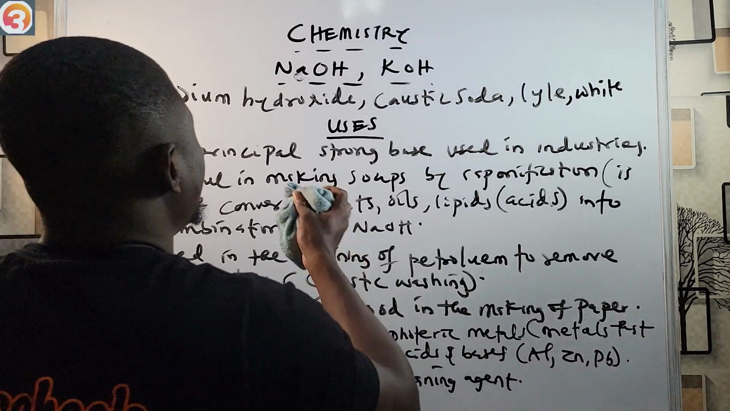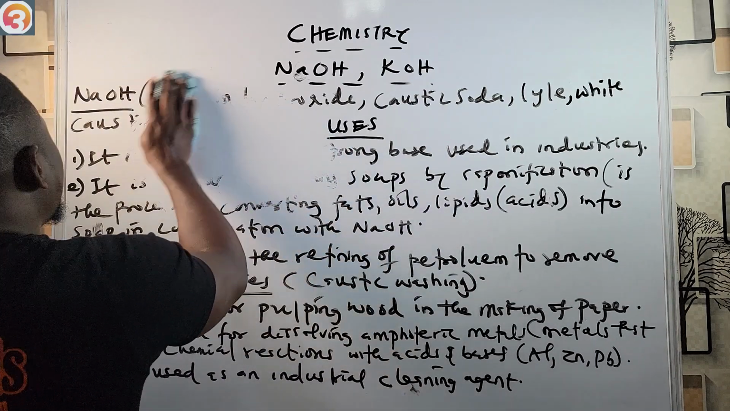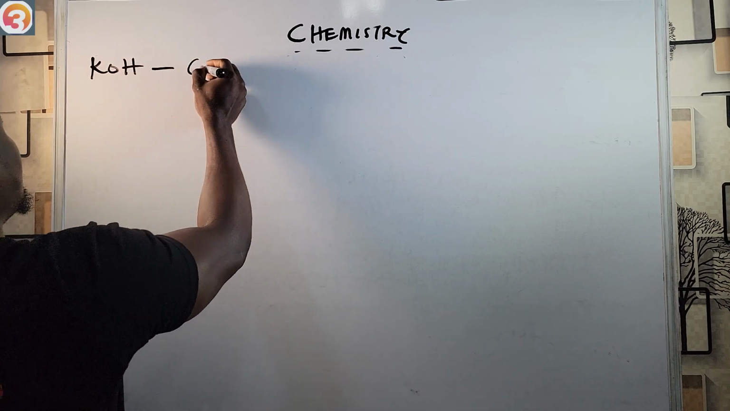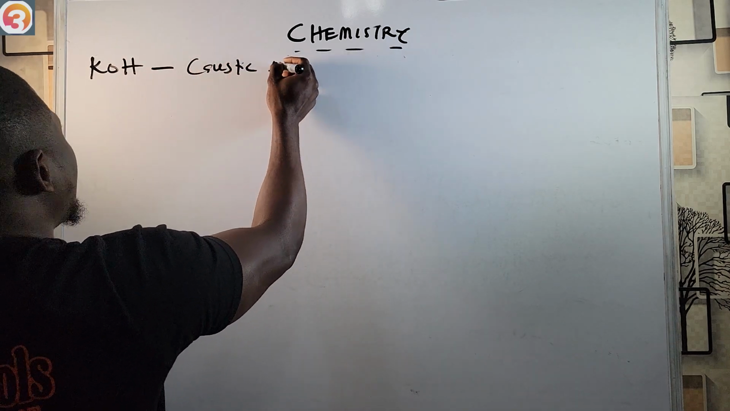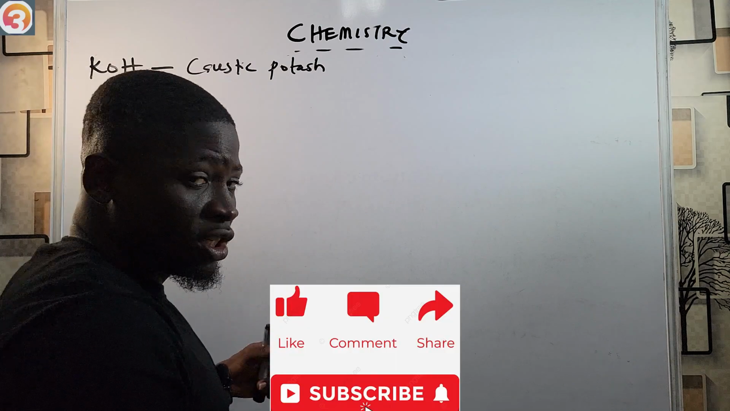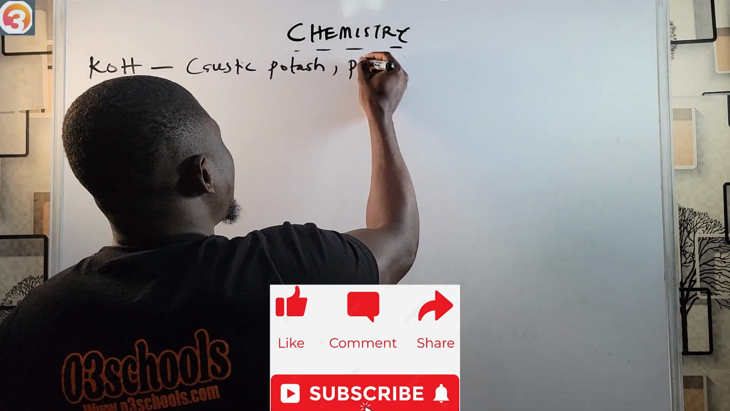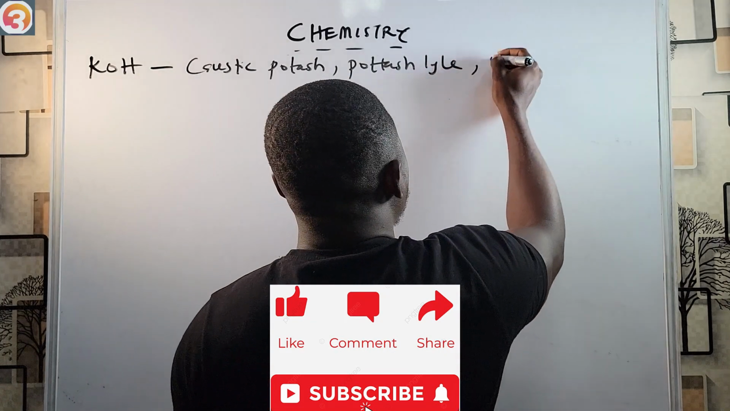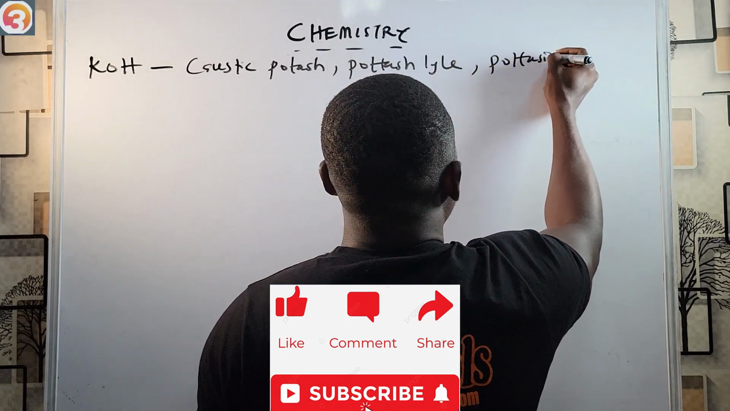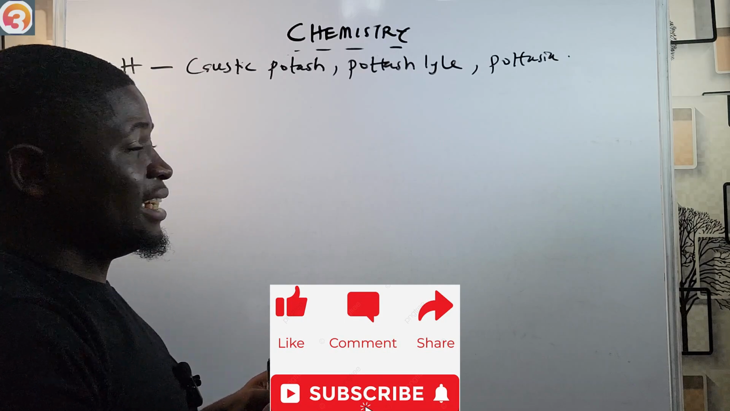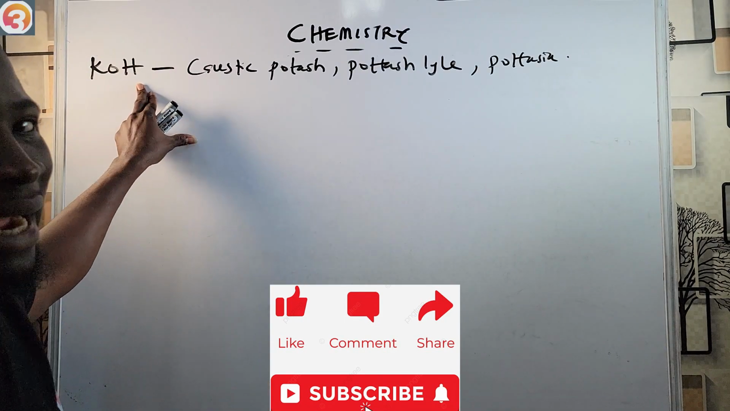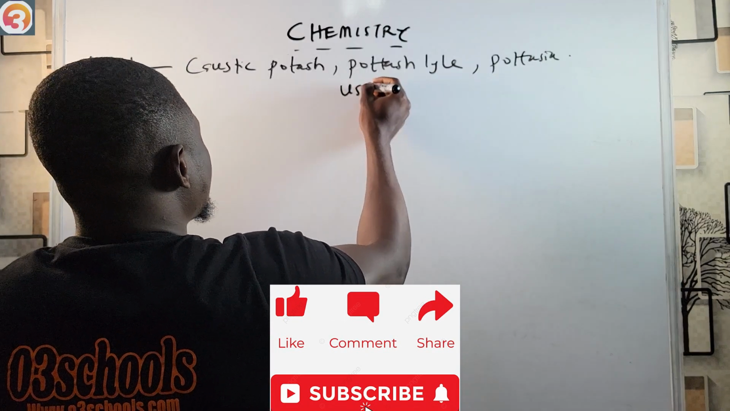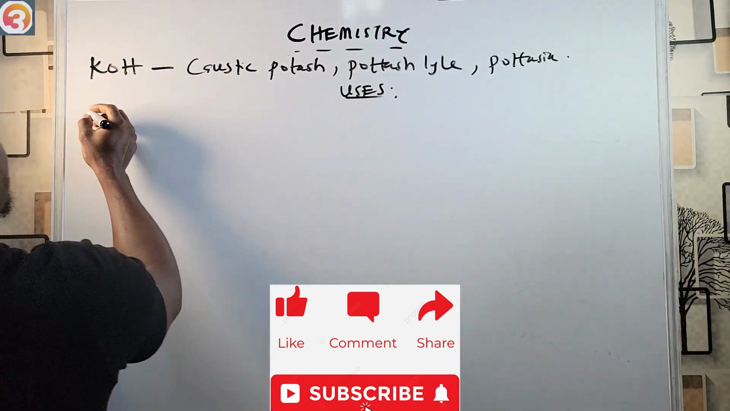So next up, quickly look at the uses of potassium hydroxide. KOH is also called caustic potash, potash lye, and potassia. So these are the names of potassium hydroxide. Let's see some of the uses.